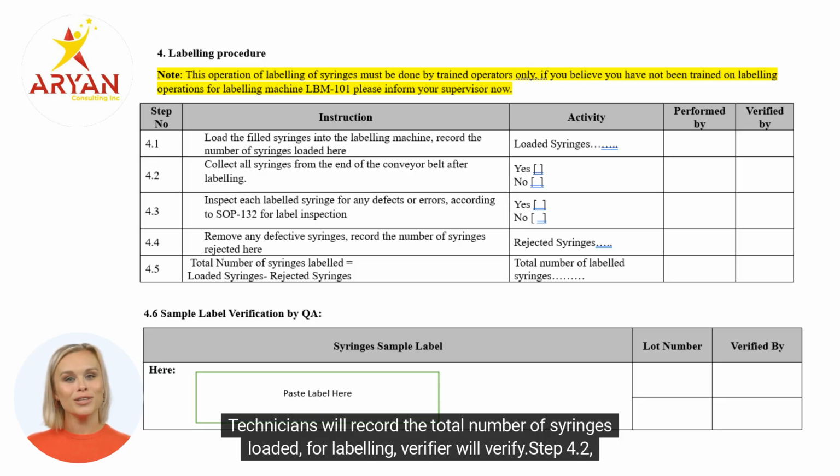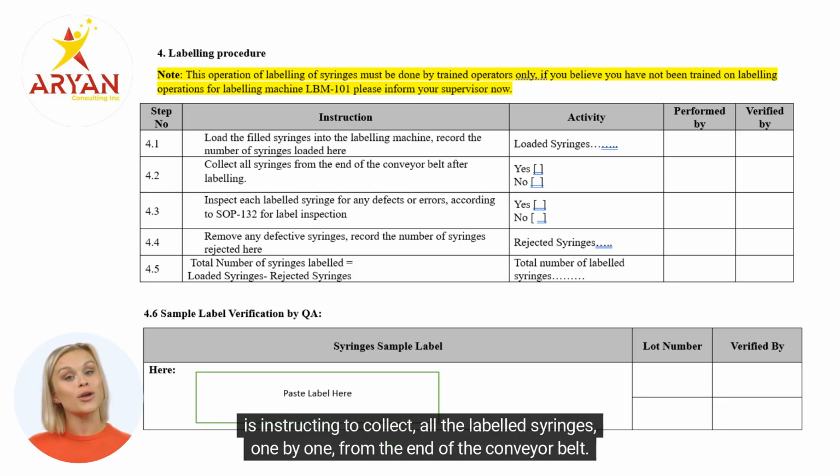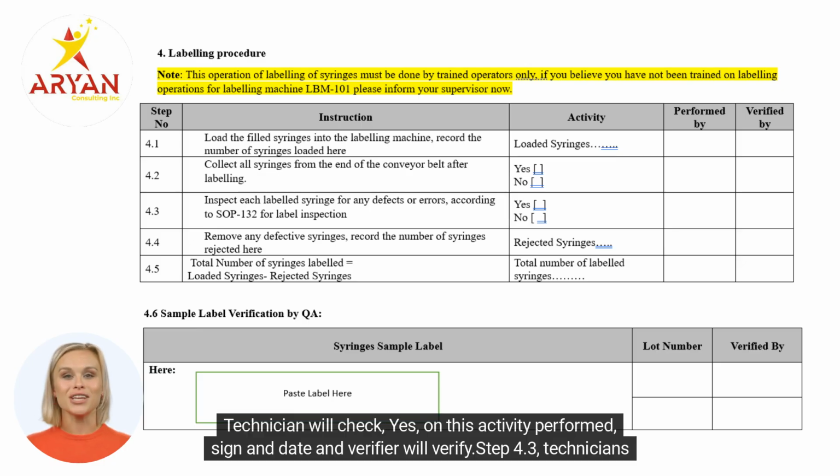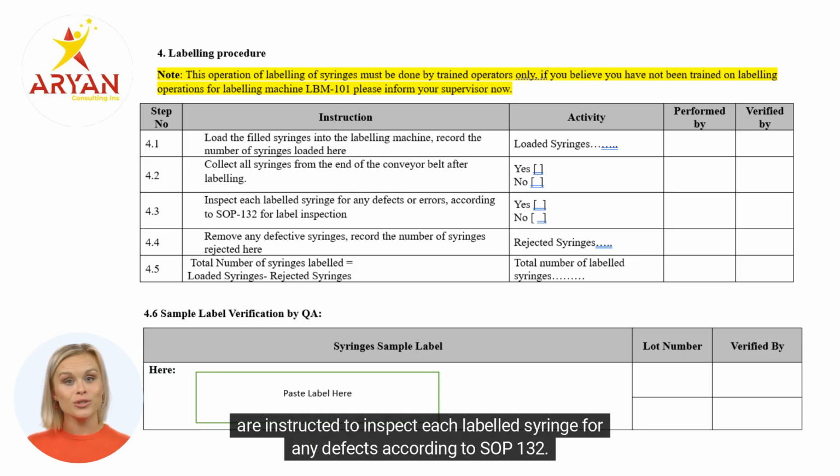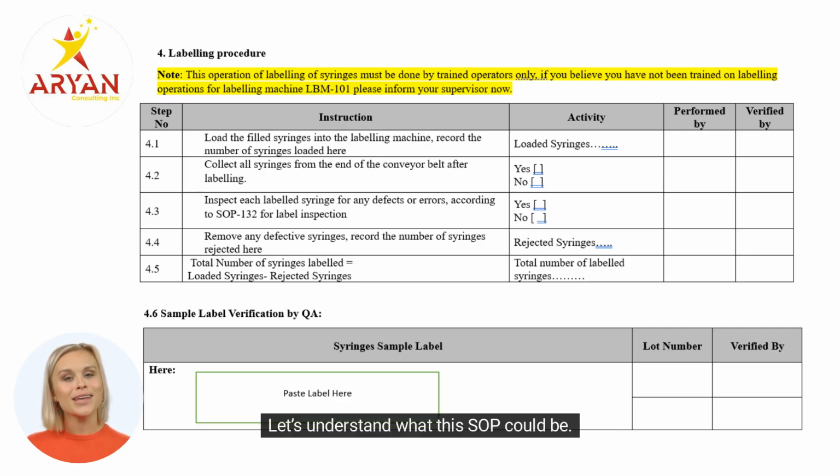Step 4.2 is instructing to collect all the labeled syringes one by one from the end of the conveyor belt. The technician will check yes on this activity performed, sign and date, and the verifier will verify. Step 4.3: technicians are instructed to inspect each labeled syringe for any defects according to SOP 132. Let's understand what this SOP could be.